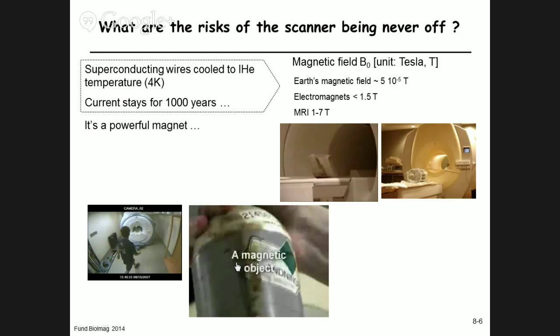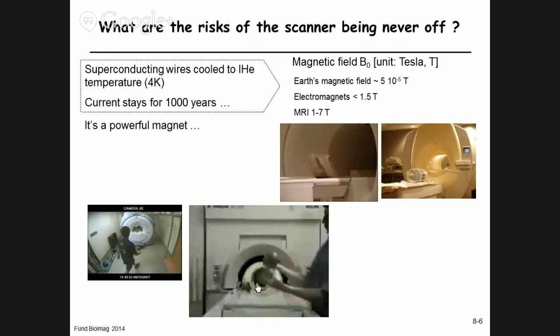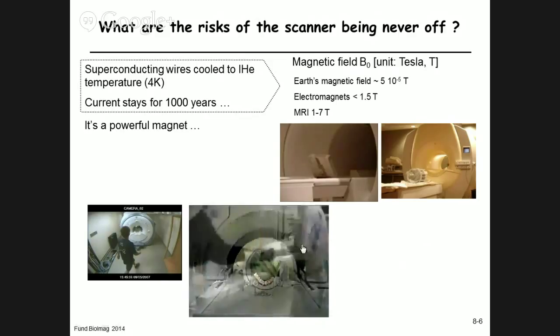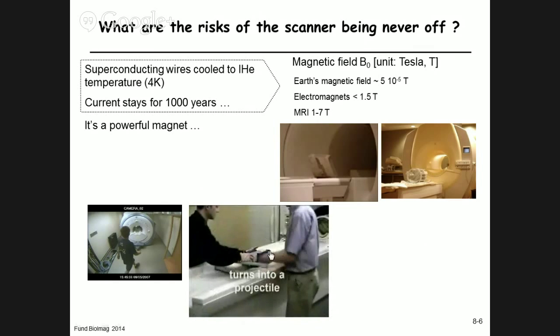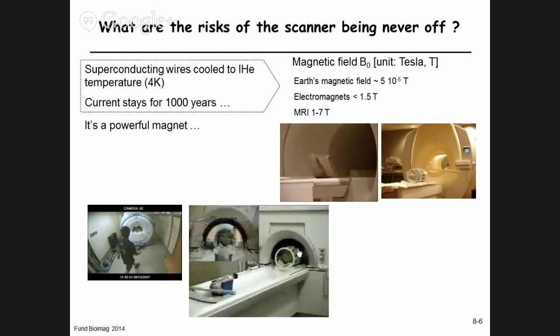Okay, a bit more dramatic demonstration is this one. This is a gas bottle. Gas bottles are used in hospitals to keep patients alive with oxygen or with air. This is a standard oxygen tank. They're going to put it here on the patient bed. And what you see here, this watermelon, is mimicking the position of a human head inside this RF coil.